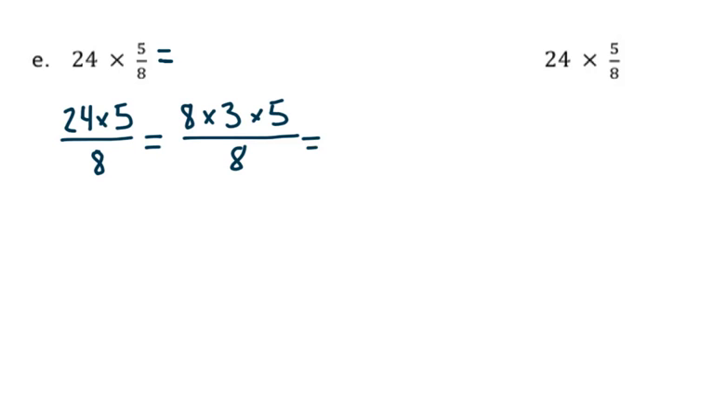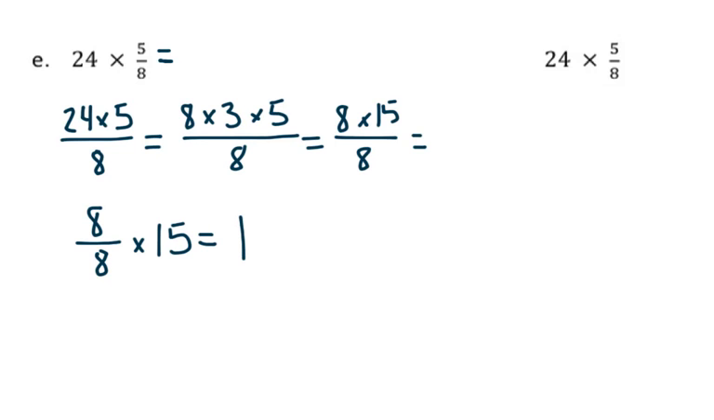And then I can do 8 times 15 over 8, which is also equal to 8 eighths times 15, which is equal to 1 times 15, which is equal to the whole number 15. So the answer to this is 15. It's one method of doing it. And I'm going to just switch my pen color to do the second method.